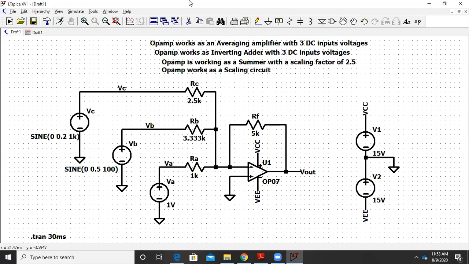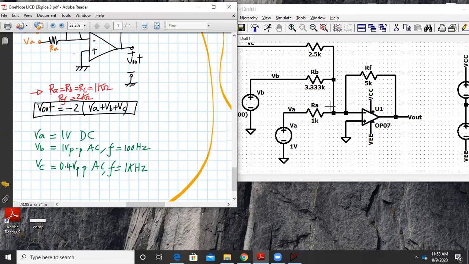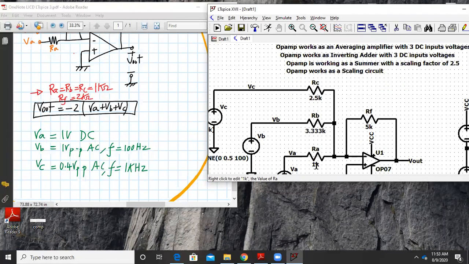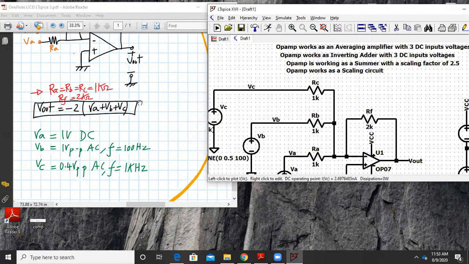Okay, one change we forgot to do was to select the values of the resistors properly. So RA is 1K, RB also has to be 1K, RC will also be 1K, and RF will be 2K. If we do that, we will get the result as desired. So here Vout will be -2 into VA, whose amplitude is actually 1 volt DC. And next will be VB. VB again will be 0.5 volts peak, so it will be 1 volt peak to peak, and VC will be 0.5 volts peak. So that's what we are getting over here.